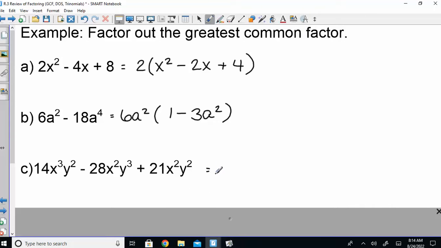What do you think we're going to take out this time? We can take out x squared. We can take out a y squared, and for the coefficients, they're all divisible by 7. Okay, so what am I left with? 2x minus 4y plus 3. How can you check yourself on a factoring problem? Just plug it in. Just multiply it out and see if you get what we started with.